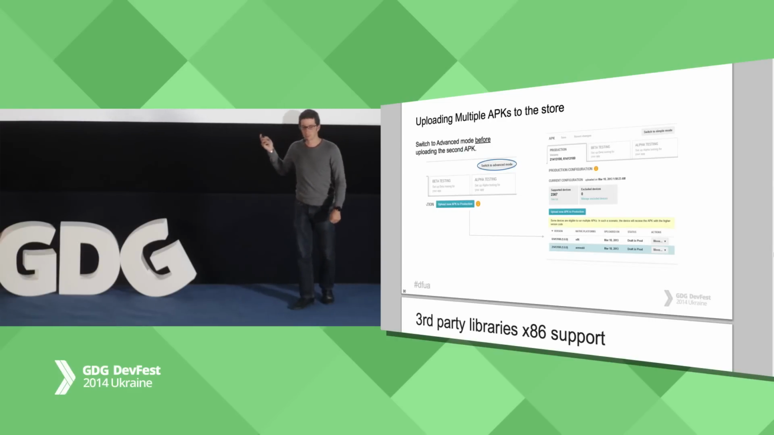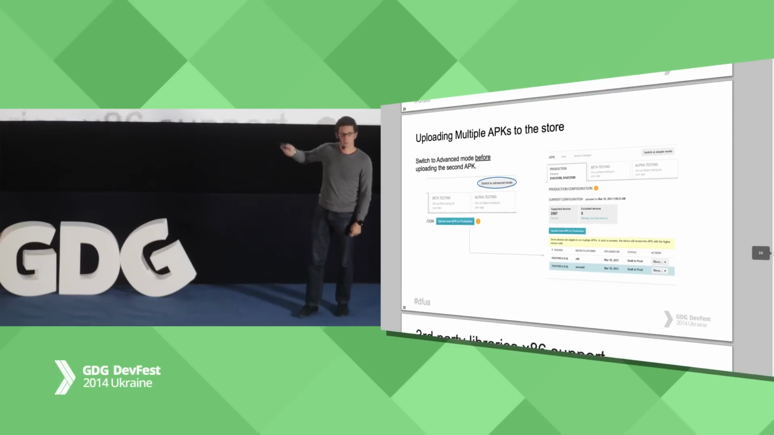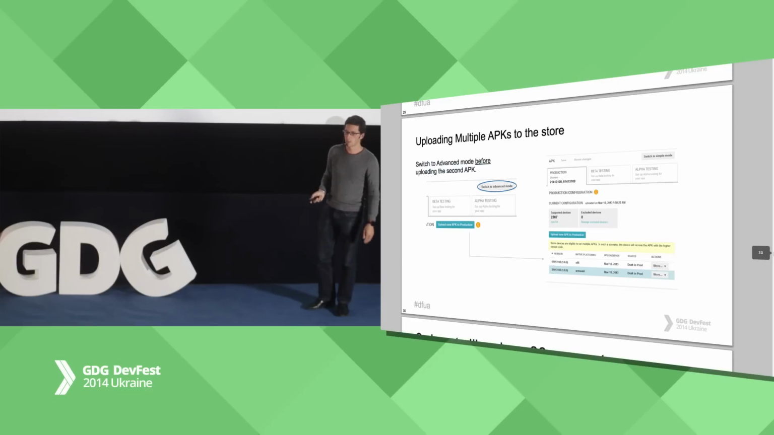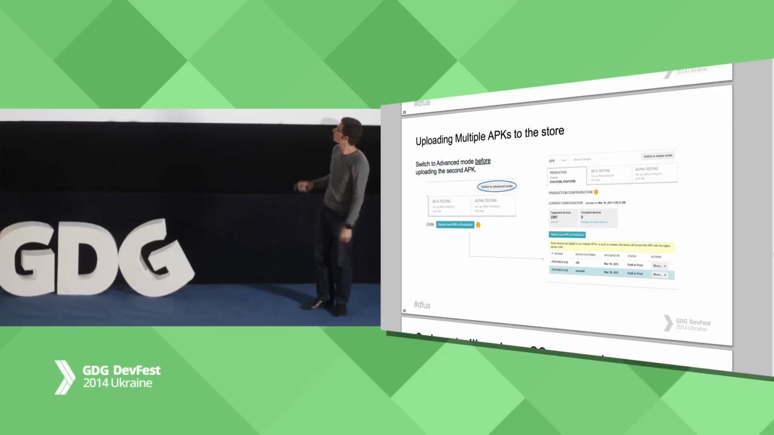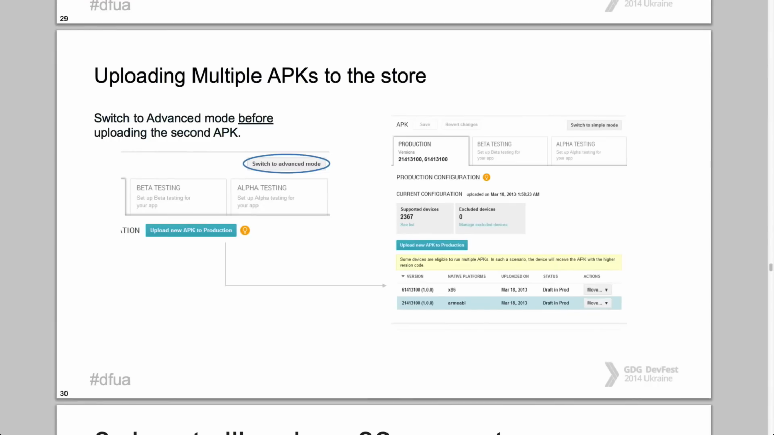To upload multiple APKs on the store, you just need to switch to advanced mode and upload your several APKs. Then your interface will change. You'll see all your APKs, each time with the version code and with what changes between the APKs. So in our case, the native platforms you're targeting.